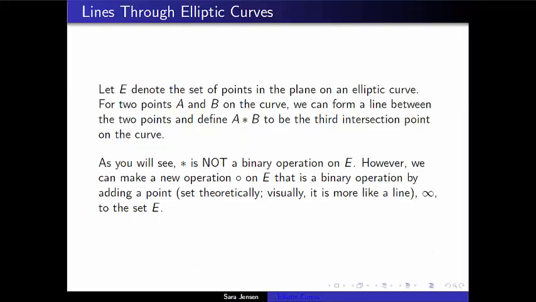Now, one of your homework exercises is to explain why this operation star is actually not a binary operation on the set of points that lie on the elliptic curve. However, it's very close to being a binary operation, so instead of shrugging our shoulders and just giving up, what we can do is make a brand new operation that this time we're going to call circle on the set of points of the elliptic curve that is a binary operation, but we actually need to add a point, and that's set theoretically, we add a point. Visually, it's more like a line, but we're going to think of it as the point at infinity to the set. So let me go back to our picture to show you what that's all about.